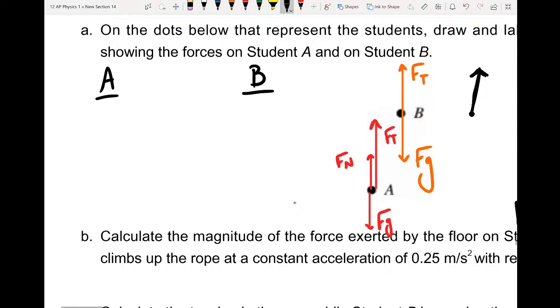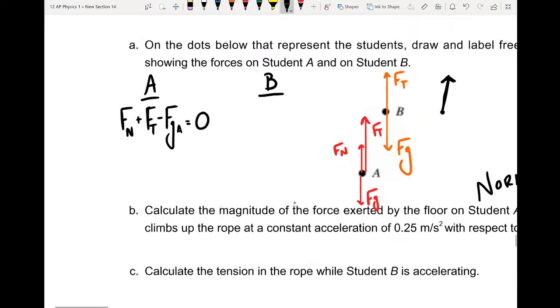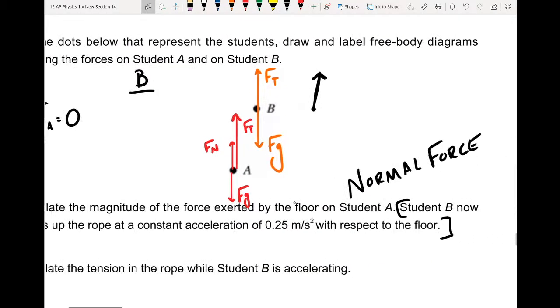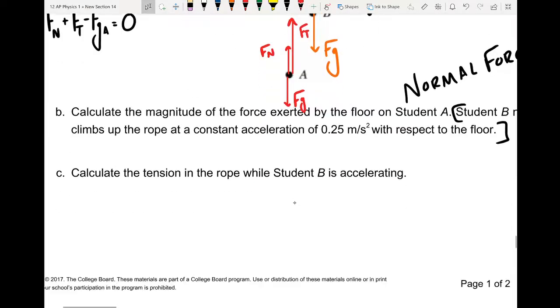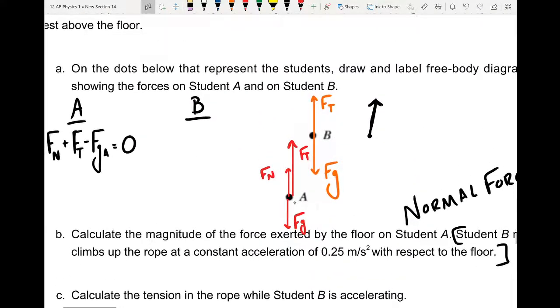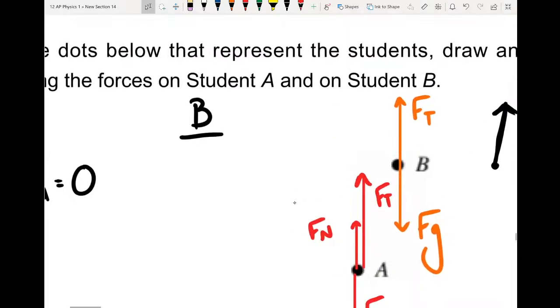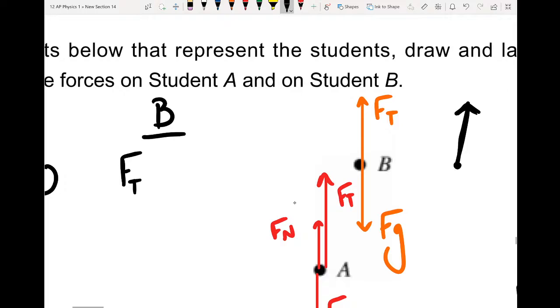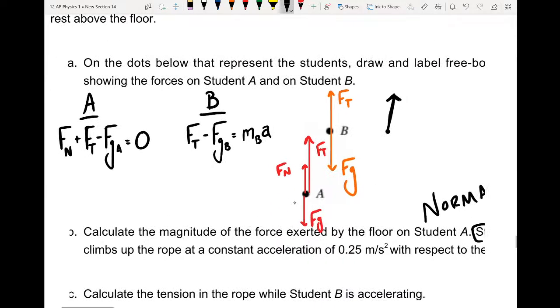So we see for student A, we have a positive upwards normal force plus an upwards tension force minus Fg, and that's going to equal 0. I don't think it says exactly right now, but later it asks, what would happen if student A went off the floor? But student A is just at rest, stationary on the floor. They're holding on. Then for student B, we have a positive force of tension minus their gravitational force, which is going to equal mB times their acceleration. We know that student B is accelerating.